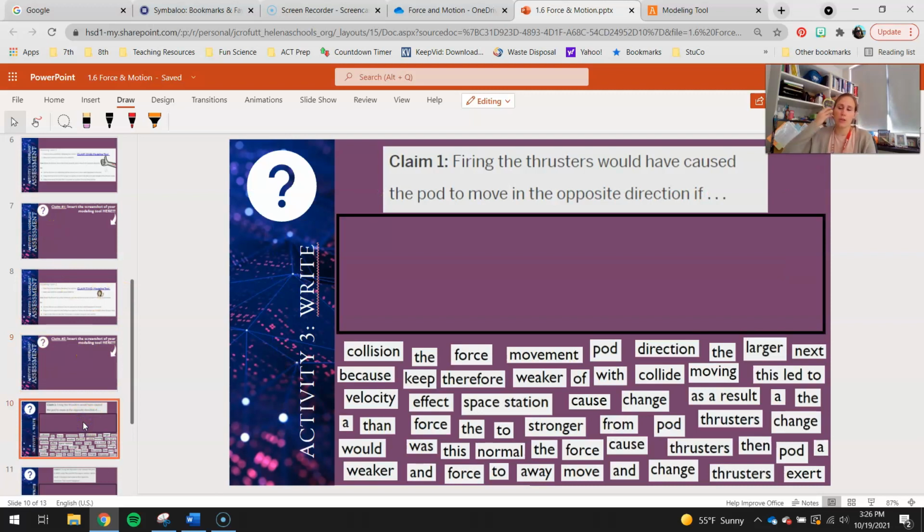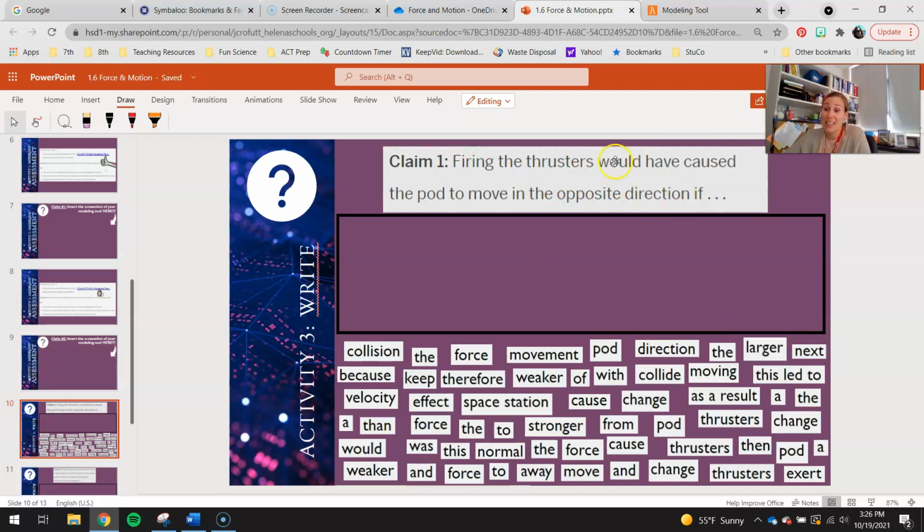And then finally, once you're done with that, you can move on to this last activity. This is a little cause and effect writing. If you've ever seen those little magnets that you put on your fridge that are word magnets, this is kind of the activity I set up for you today. I have a bunch of different words related to this topic that act as those little word magnets. You're going to rearrange these word magnets to complete the statement, rather. Claim 1. Firing the thrusters would have caused the pod to move in the opposite direction if, okay?